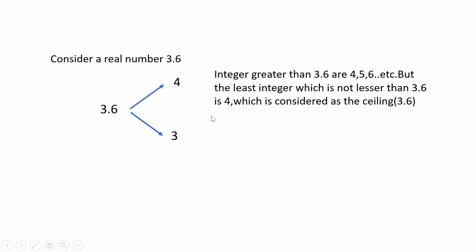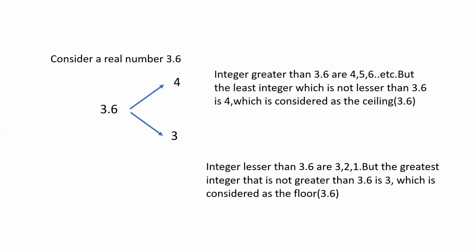Now for 3.6, here you know that 4 is the ceiling and 3 is the floor, right? So 4 is the ceiling and 3 is the floor. What is the relation between the floor and ceiling of 3.6? Tell me. Can anyone tell me, if floor is 3, ceiling is 4, what is the relation between floor and ceiling of 3.6?